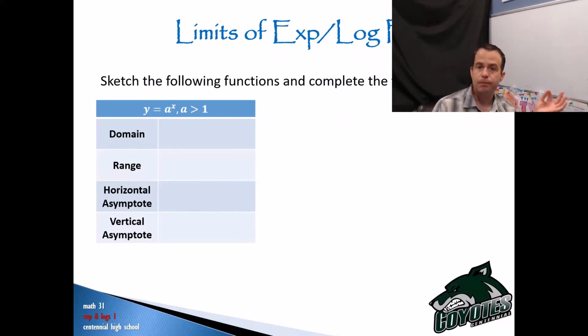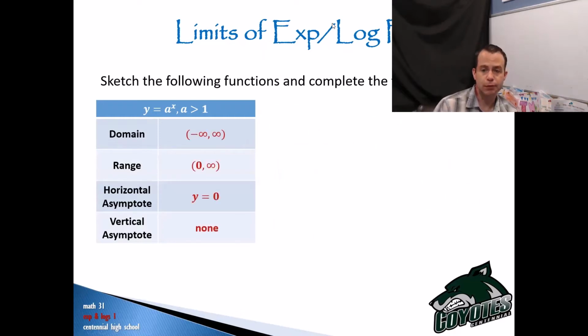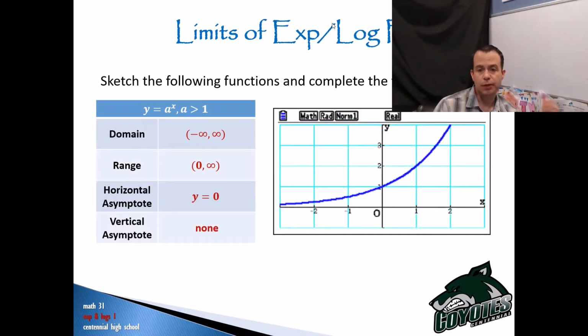Okay, so you should feel very comfortable that when you are given this equation, y equals a to the x, where a is greater than 1, that is a growing exponential graph. Okay, and a growing exponential graph looks something like that. Now the domain of that is a member of the reals, so -infinity to infinity. The range will be 0 to infinity. The horizontal asymptote will be at y equals 0, and there won't be a vertical asymptote. Okay, so those are all the parameters that I want you thinking about with that picture.